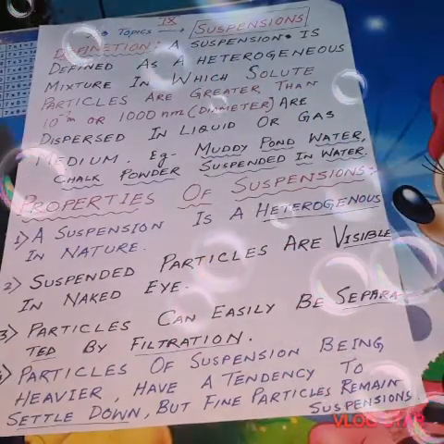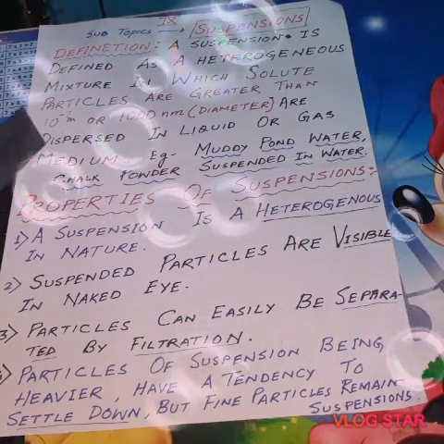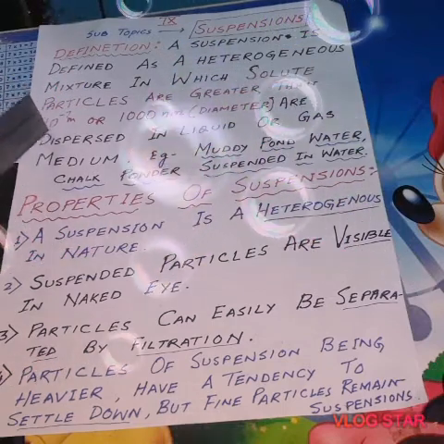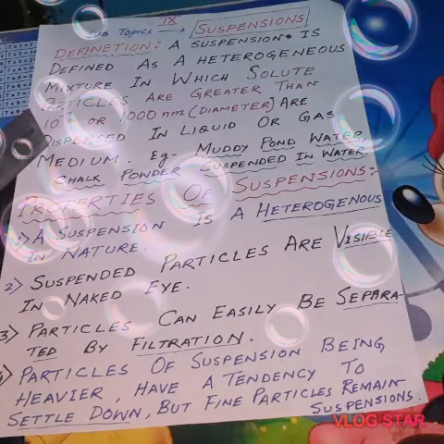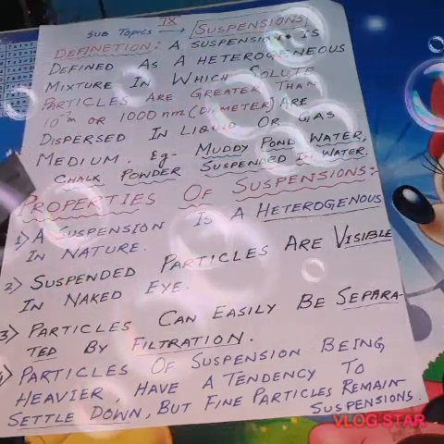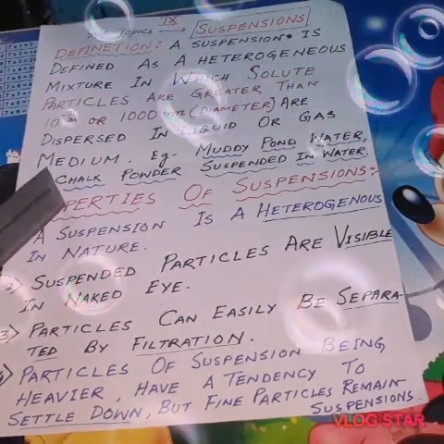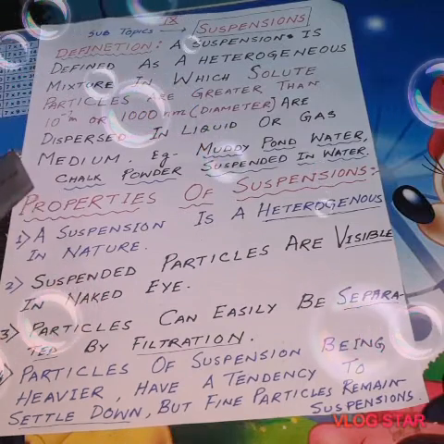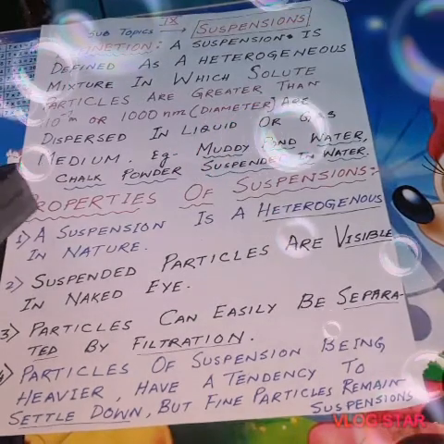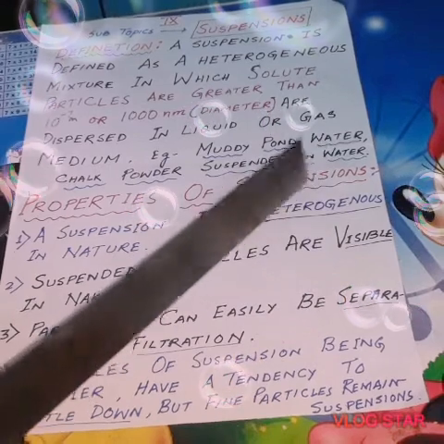So in suspension, one thing you have to be clear about: these particles are a little bit bigger than in colloidal or true solution. So how can you identify which one is suspension, which one is true solution and which one is colloidal solution? If you understand the properties of suspension, here I have written properties of suspension, you can distinguish easily.